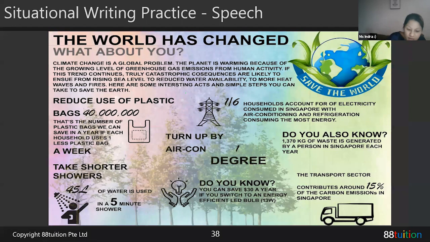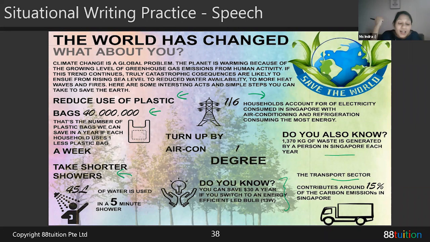It's all over here. Reduce usage of plastic bags, a certain number. Households account for electricity consumed. Do you also know how much waste is produced? How much can you save? What can be done about the transport sector? Take fewer, shorter showers. Note to self, I need to remember this. 45 liters of water is used in a 5-minute shower. How about if you turn the shower to the smallest quantity possible?